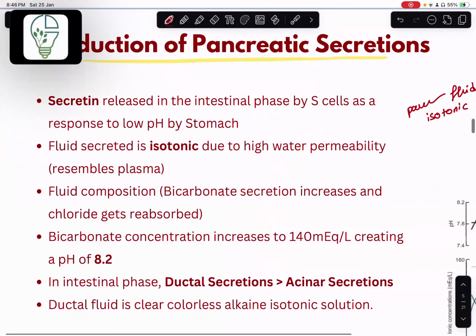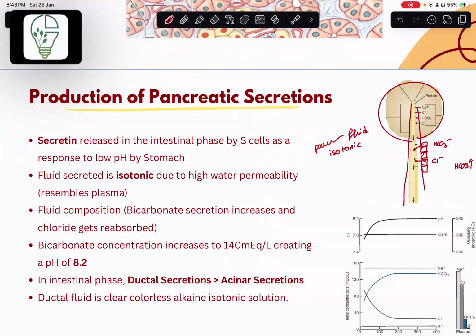Starting with the first point, secretin is released in the intestinal phase by S cells as a response to low pH from the stomach. So basically, the main stimulus for bicarbonate and for the aqueous solution to be produced and secreted is secretin. But secretin is stimulated by what? What is the cause of secreting secretin?